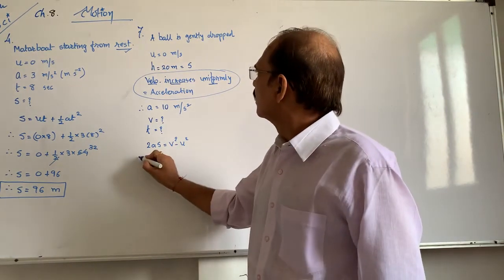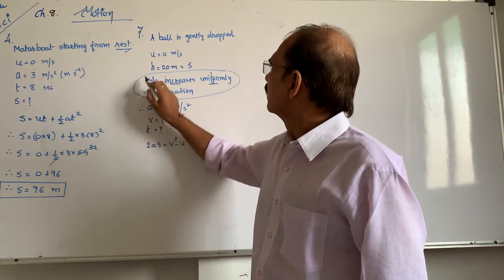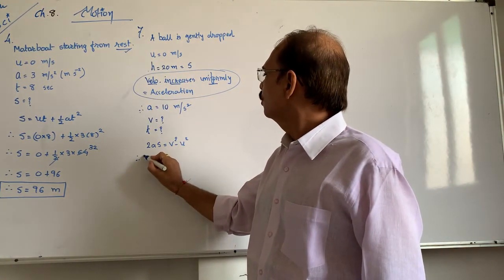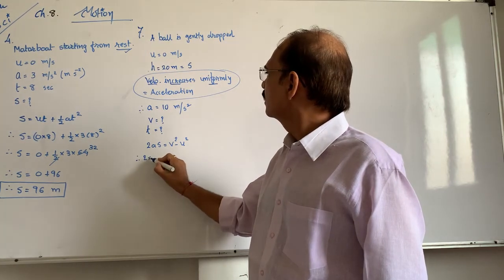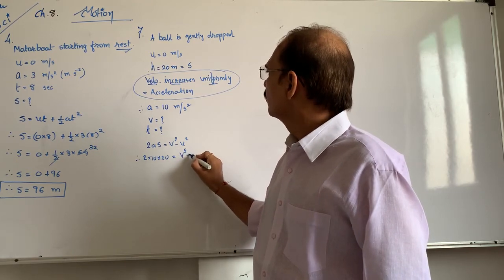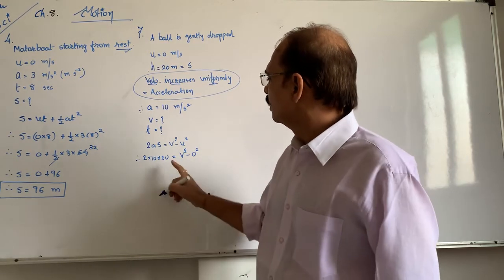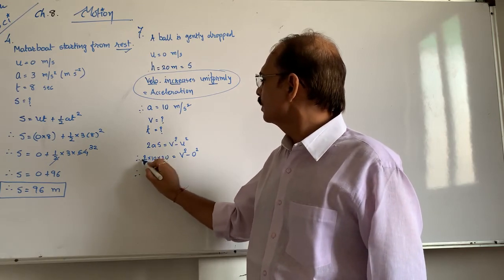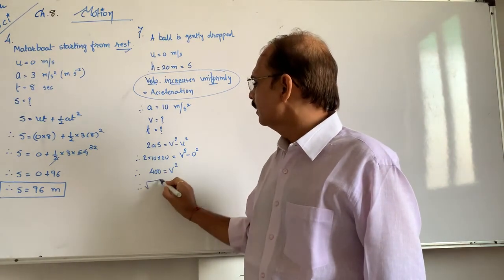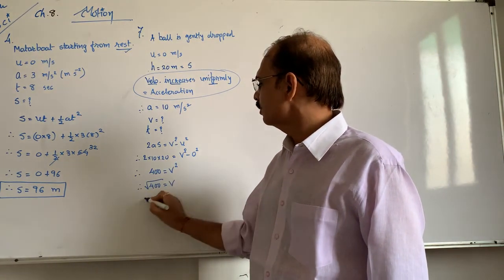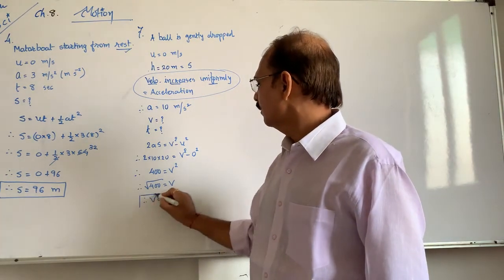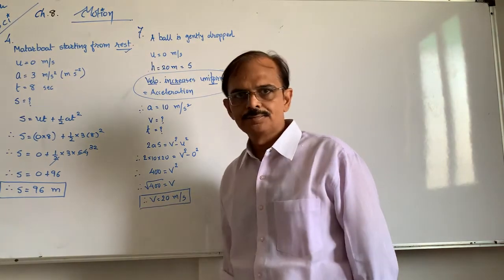See, here acceleration is given, distance is given, u we have. Place the values: 2, a is 10, distance is 20, equals v, which we want to find, square minus u square, u is 0. Multiplication: 2 times 10 times 20 means 400 equals v square. Square moves to the other side, it will be the square root of 400. The positive square root of 400 is 20 meter per second. So this is the velocity with which it strikes.